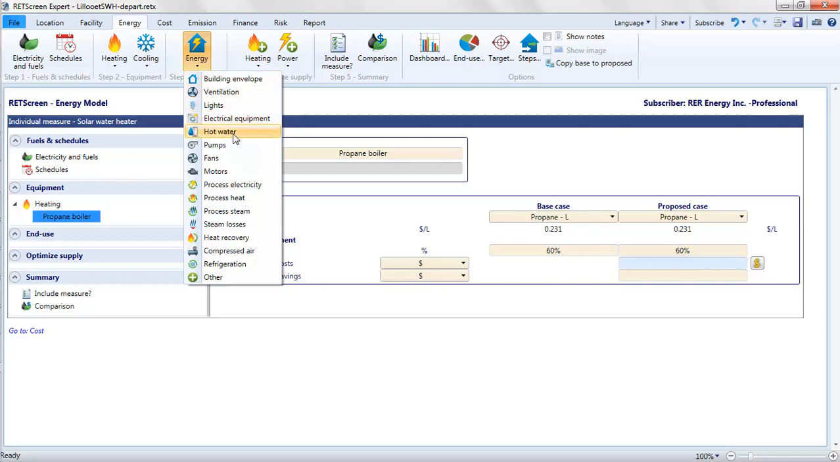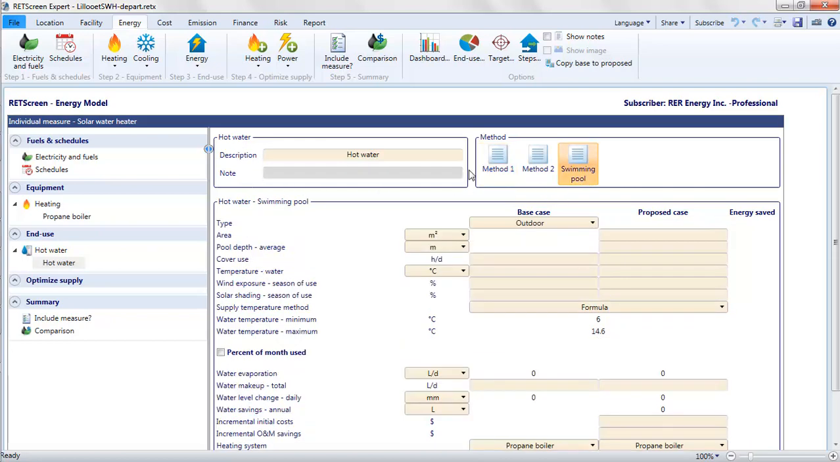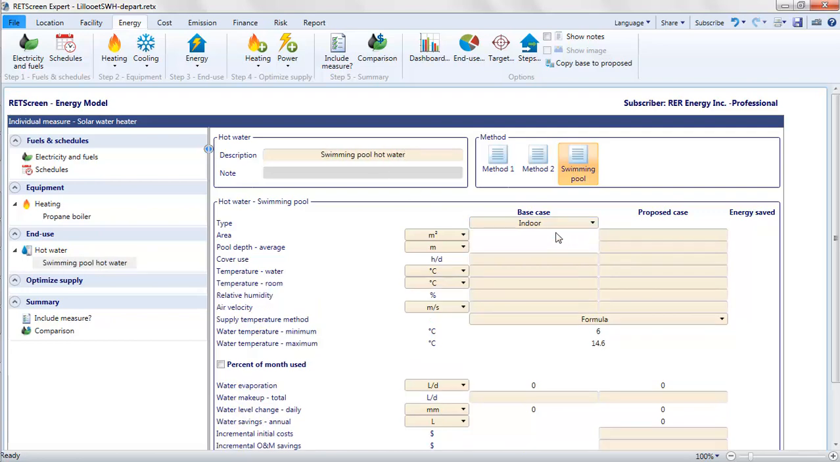I'll open a hot water demand calculator under Step 3 and Use. For method, I'll select Swimming Pool. Just to make this hot water demand easily identifiable, I'll name it Swimming Pool Hot Water. This is an indoor pool. I'll enter the required parameters for the base case first, and then copy these values to the proposed case.